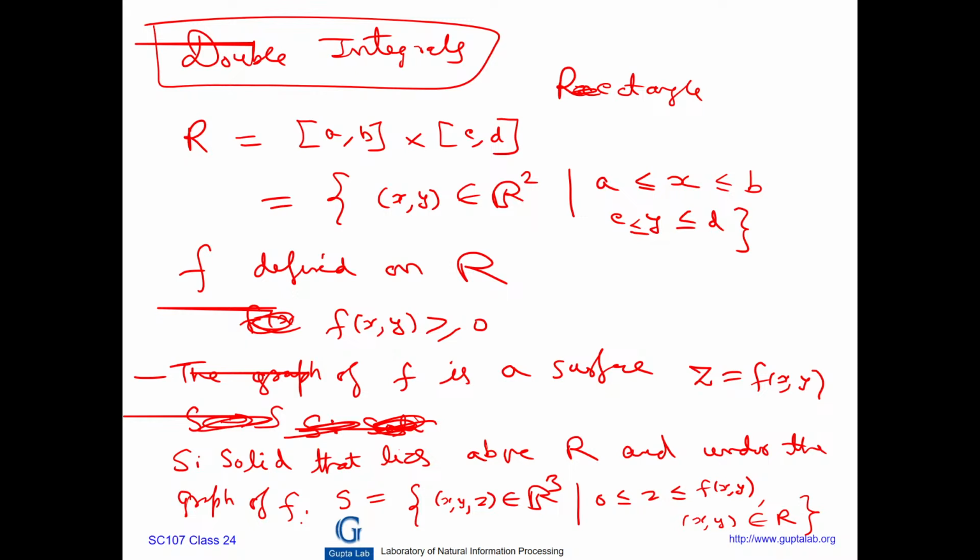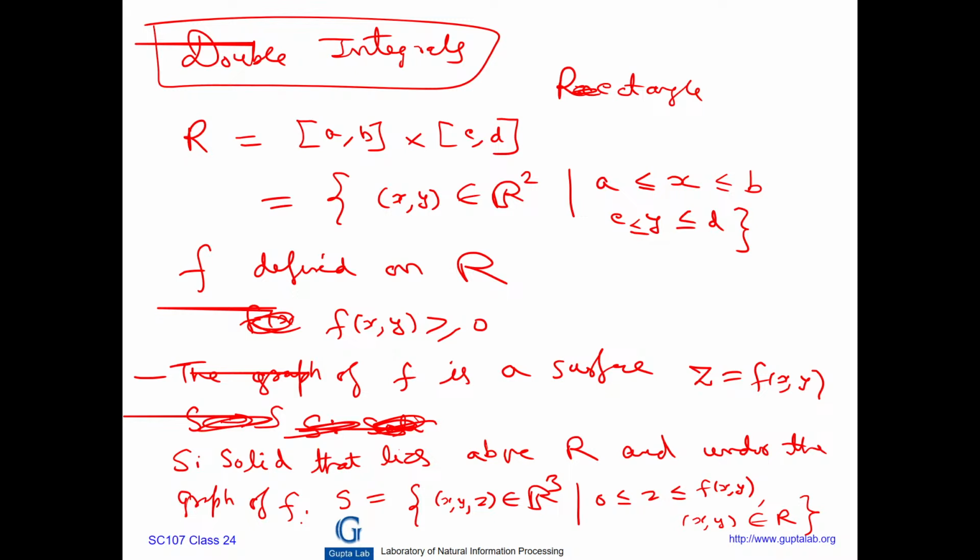At the bottom it is bounded by the rectangle, and at the top it is bounded by the surface, the graph of f, which is the surface z is equal to f of x comma y. I am assuming f of x y is positive, so we are only talking about whatever is above the rectangle, right? Before, we used to do a curve, and we wanted to find the area under the curve, right?